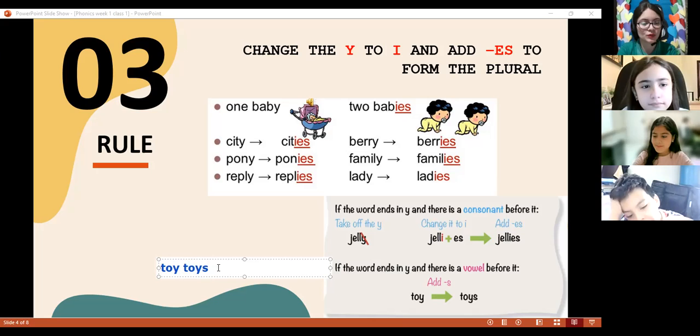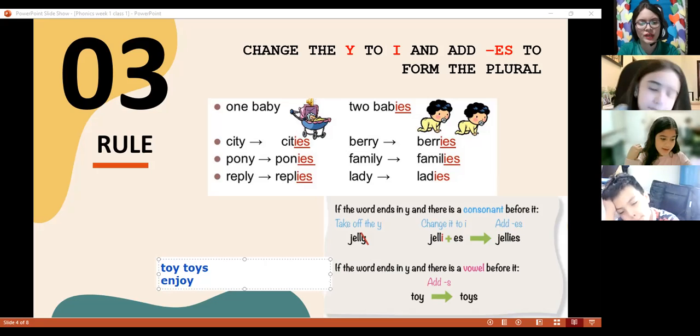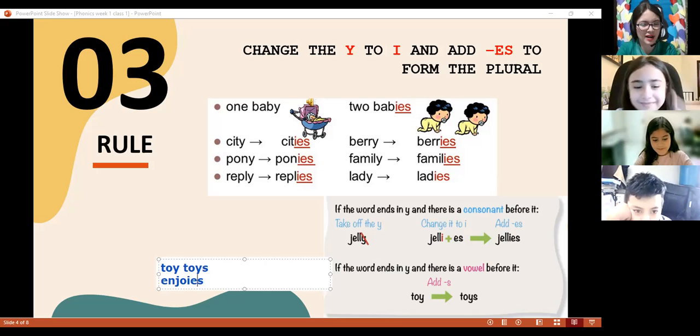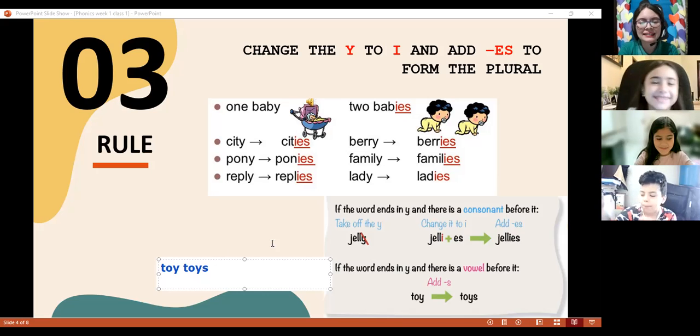A vowel, that's right. What happens with this word, enjoy? For example, enjoy. There is a vowel, so we only put an S. Just the S, that's right. If you imagine that you change it and you say this, it looks weird, right? It doesn't look like English. So that is the rule.